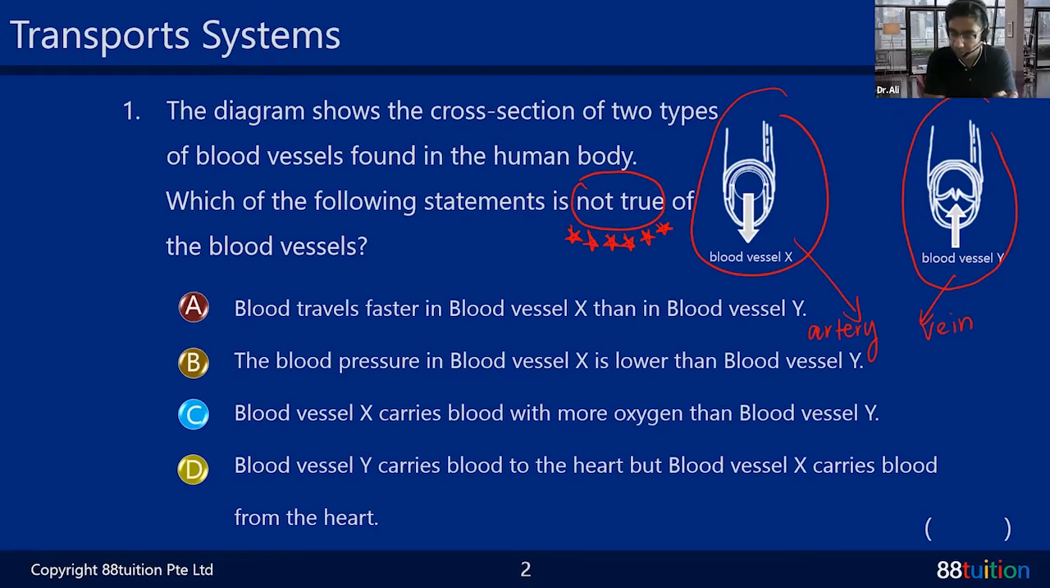The second one with the valve shows blood going back to the heart, and the first one shows blood coming out of the heart. So you have to know whether blood comes out through the artery or the veins. All right? So answer.